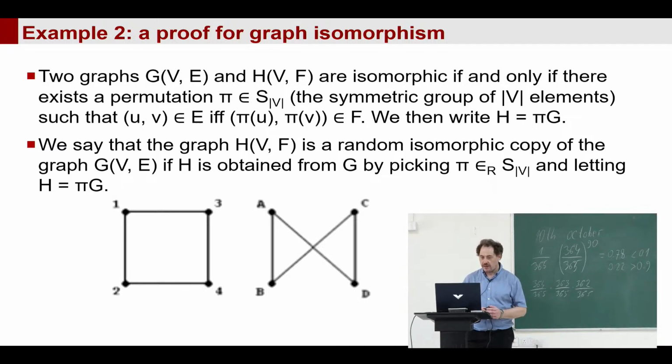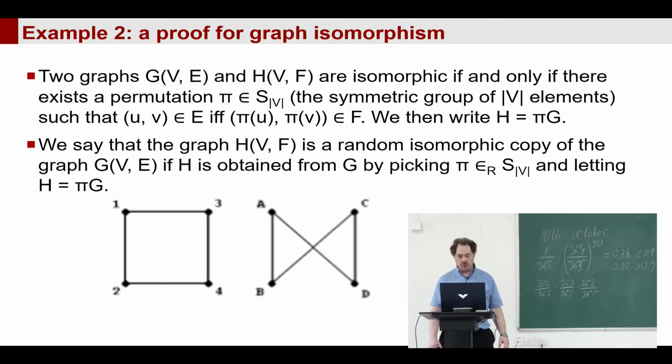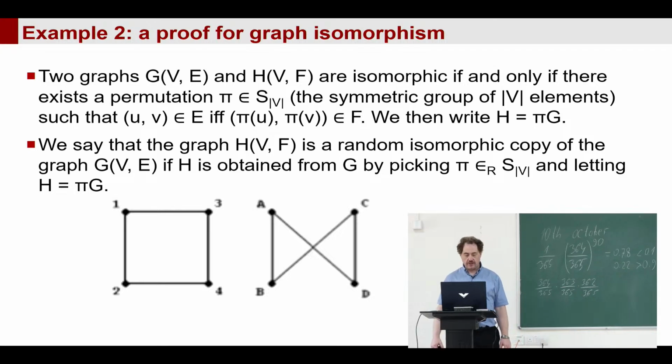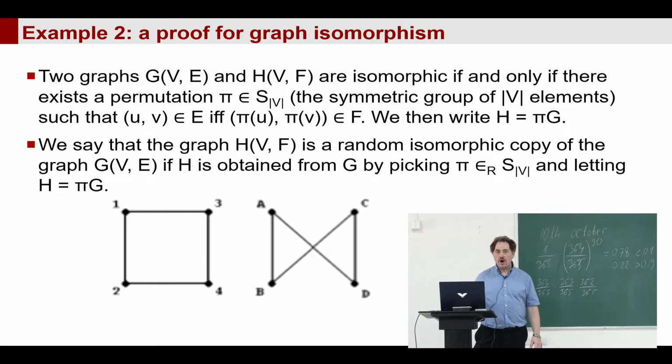Now we can say that a graph is a random isomorphic copy of a different graph if it's obtained by picking a permutation, right? That's just the notation. How can we use all this to create a zero-knowledge proof system?